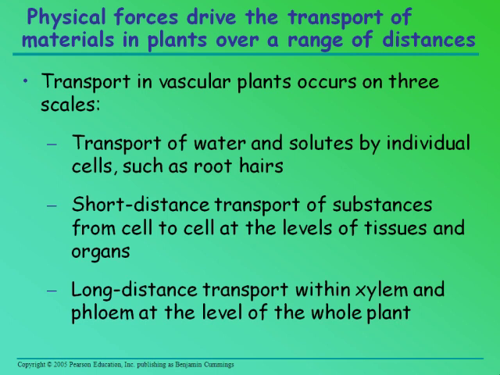how they go through gap junctions, or symplastic, or apoplast, outside the gap junctions, but in the cell walls and extracellular spaces. And then long-distance transport within the xylem and phloem at the level of the whole plant, from the root to the very top of the stem.